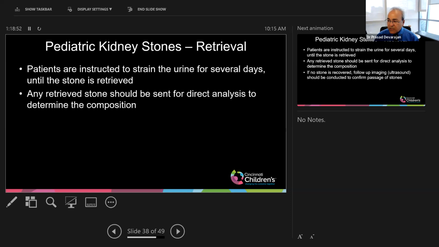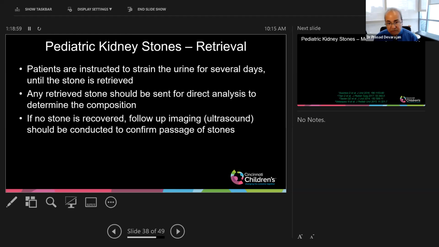What is causing the kidney stone? Analyze the kidney stone. But frequently, the patients do not catch them, or if no stone is recovered, then we do follow-up imaging just to make sure that the stone has been passed and the patient just missed it.